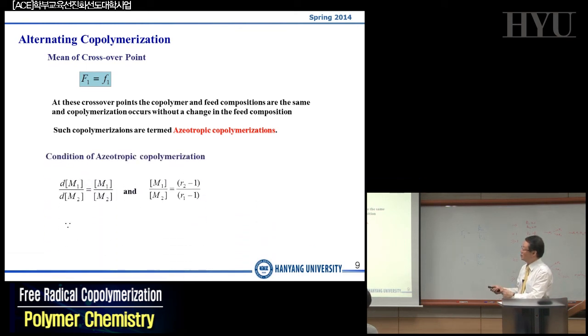And the condition for this azeotropic composition is that we have a large F1 equal to small f1, okay, and dm1 over dm2 is equal to M1 over M2, okay? Or M1 over M2 is equal to (R2 minus 1) over (R1 minus 1). Okay? I think you can redefine this large F1 and small f1 so that you can derive this equation. And therefore, because we know that large F1 is equal to small f1, we can redefine M1 over M2 or dm1 over dm2 here in this case.